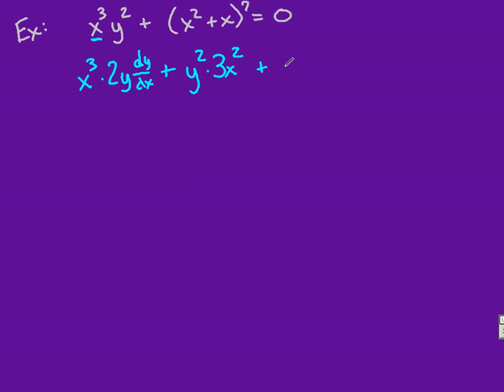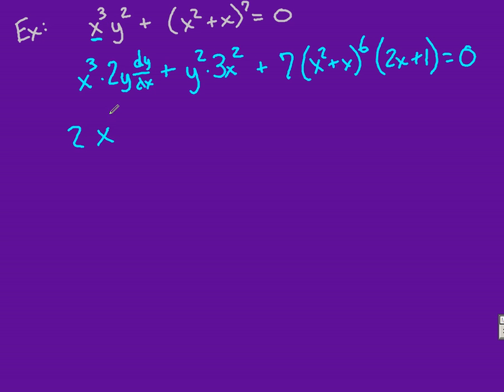Plus, the second term here will be chain rule. Derivative of the outside with respect to the inside times derivative of the inside. It's just x's, so it's going to say 2x plus 1, no dy/dx, equals 0. That's step 1. Anything that doesn't have dy/dx, here's the only place it exists. Get everything else to the other side.